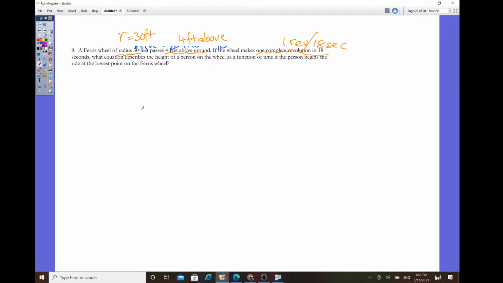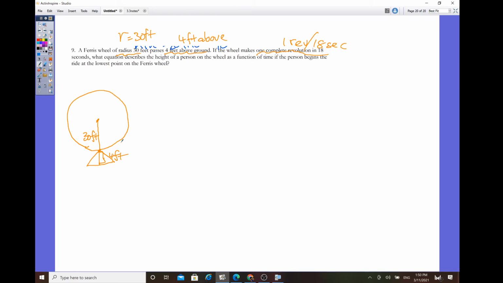Okay, so now let's just illustrate the picture here. So the Ferris wheel. We do know that's a circle. And this one is 4 feet off the ground. Okay, 4 feet off the ground. And we do know that the radius of this Ferris wheel is 30 feet. Okay, so 30. It's 30 feet, not off the ground, but off the position right here.